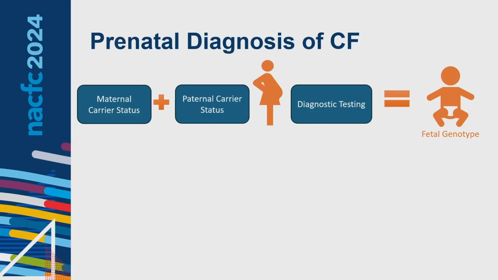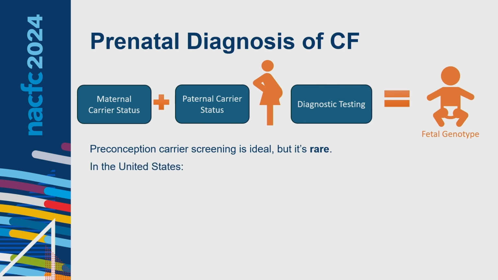And in the prenatal setting, which is where I live and breathe and have been for over 7 years, ideally when we are looking at a pregnancy and trying to get a risk assessment for a fetus, it involves maternal carrier screening, paternal carrier screening, and then diagnostic testing to get to a point where we have information about that current ongoing pregnancy. That being said, we know that preconception carrier screening is rare in the United States, so I hardly ever am in this scenario or this equation.